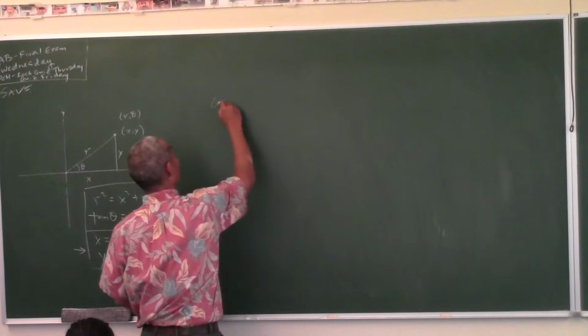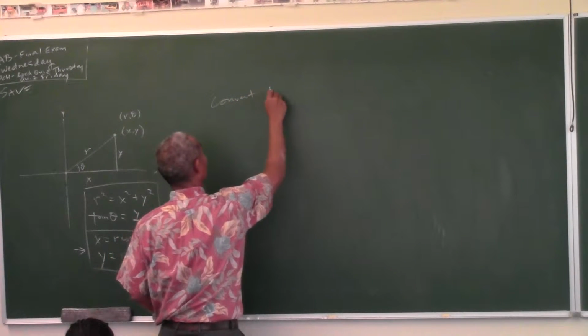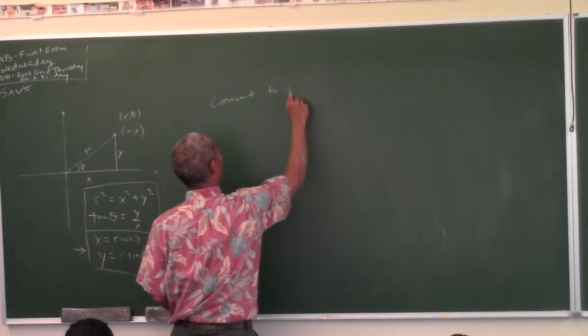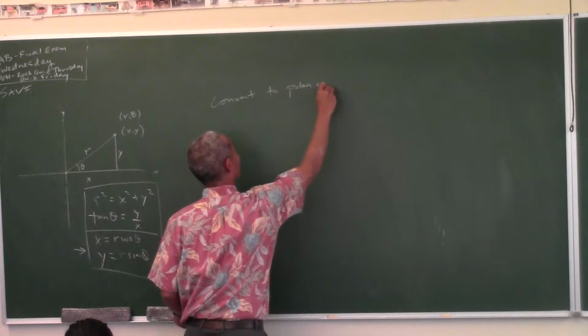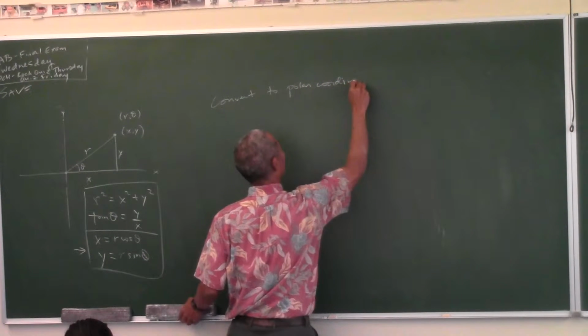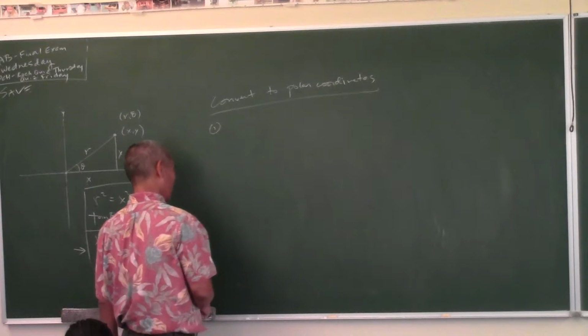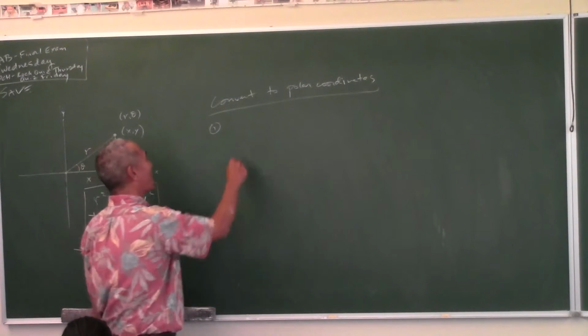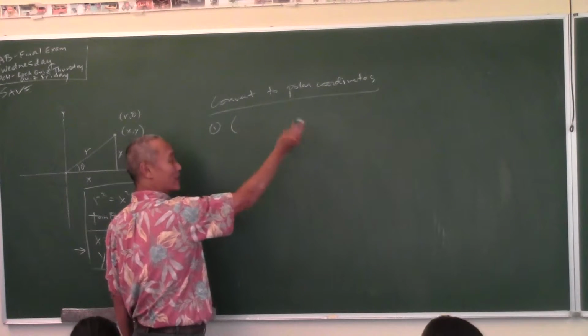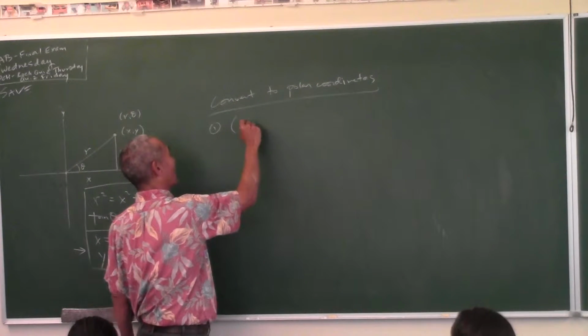Okay, so convert to polar coordinates. Okay, example 1. Okay, let's do an easy one. How about, let's do one in the first quadrant, that's always easy. 2 comma 2.